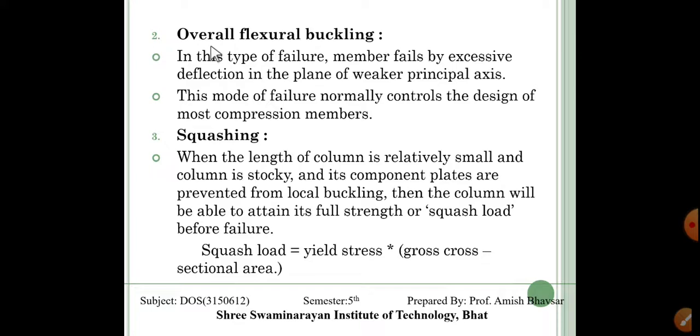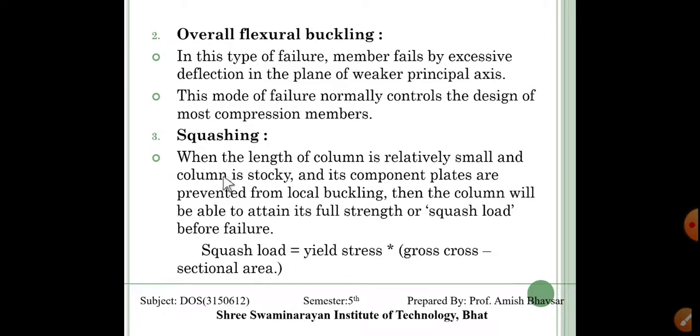Overall flexural buckling, that we know from Euler's. In this type of failure, there is excessive deflection in the plane of the weaker axis. This failure mode normally controls the design of most compression members.